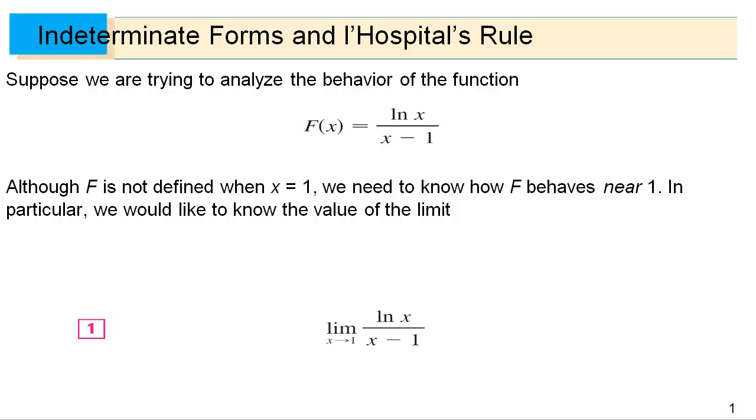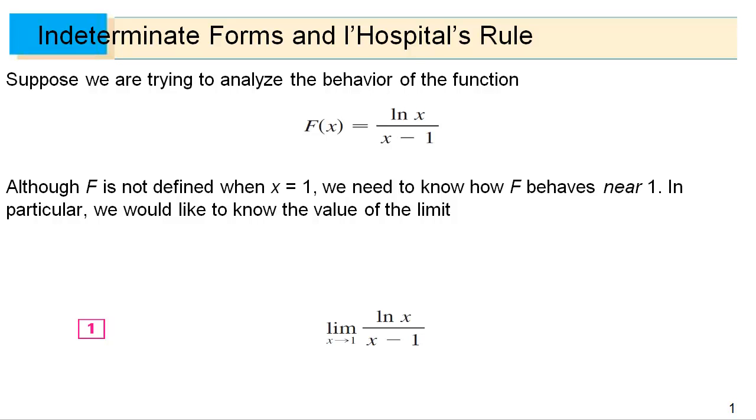Let's say we have the function f of x defined as the natural log of x over x minus 1, and we want to know what happens when we take the limit as x approaches 1. Well, whenever we're taking a limit at a number, the first thing we always try is we just plug that number in. But the natural log of 1 is equal to 0, and the bottom also gives us 0, and we end up getting 0 over 0.